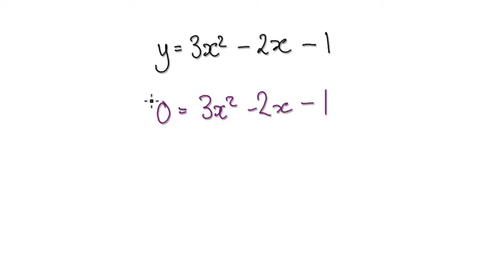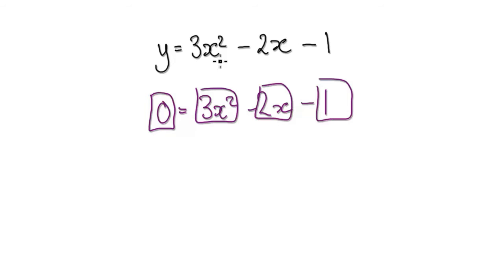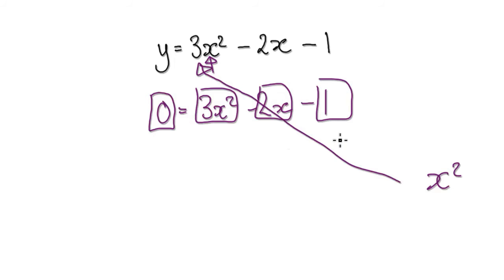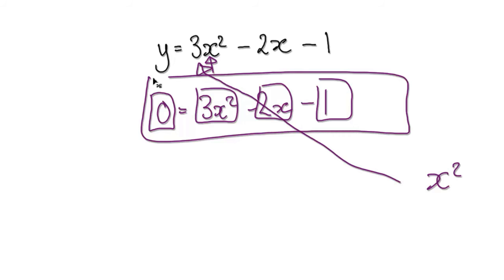At the moment you've got 4 blocks, 1, 2, 3, 4. You want the coefficient of x squared to be 1, but at the moment it's 3. So what we do is we divide everything by 3. From here in your mind, divide everything by 3.